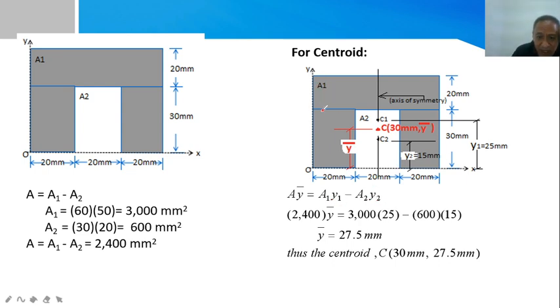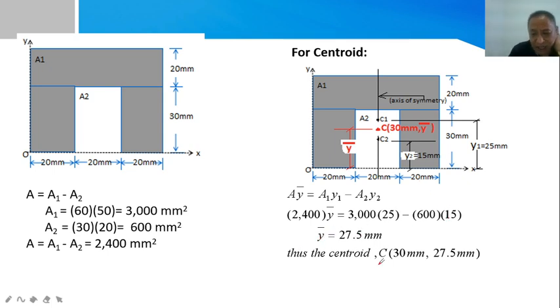Where is your y1? If this is A1, the entire figure which is rectangular, my y1 is the distance vertically to the centroid of the entire rectangle. So if I have 50, my y1 is 25. Okay? So it is 3,000 for the value of A times 25, minus A2, that is 600 times, this is 30, half of that is 15. So you can have the y-bar.